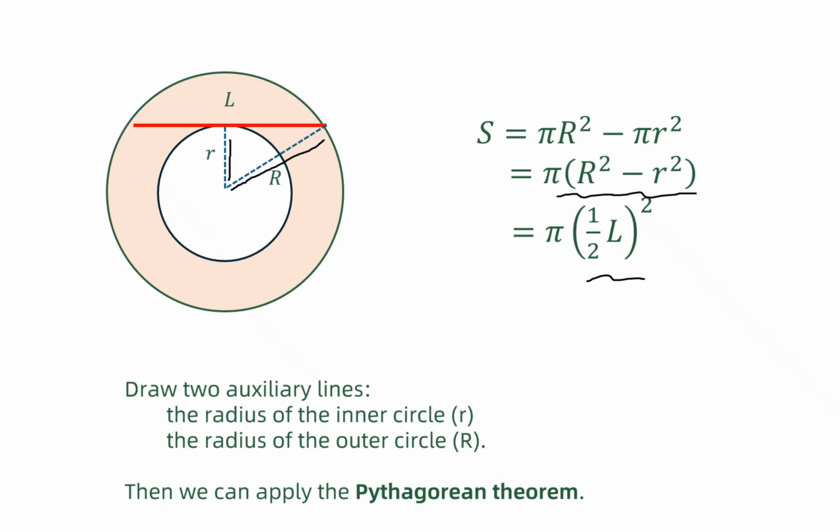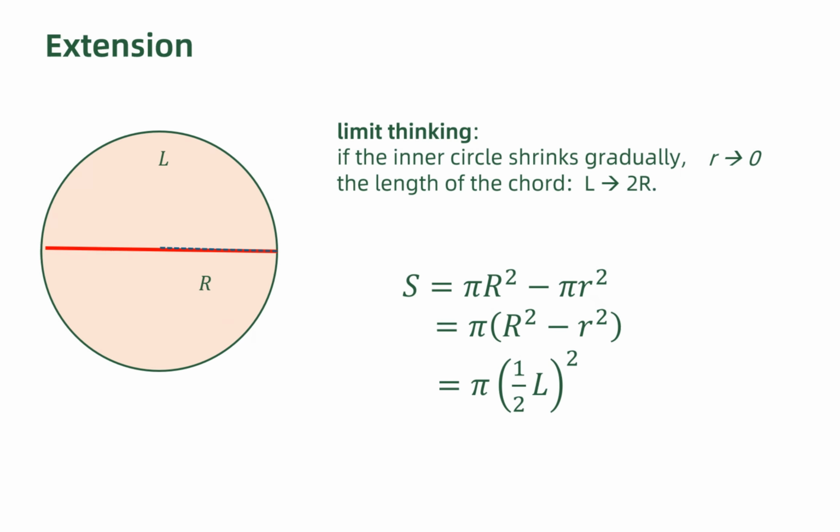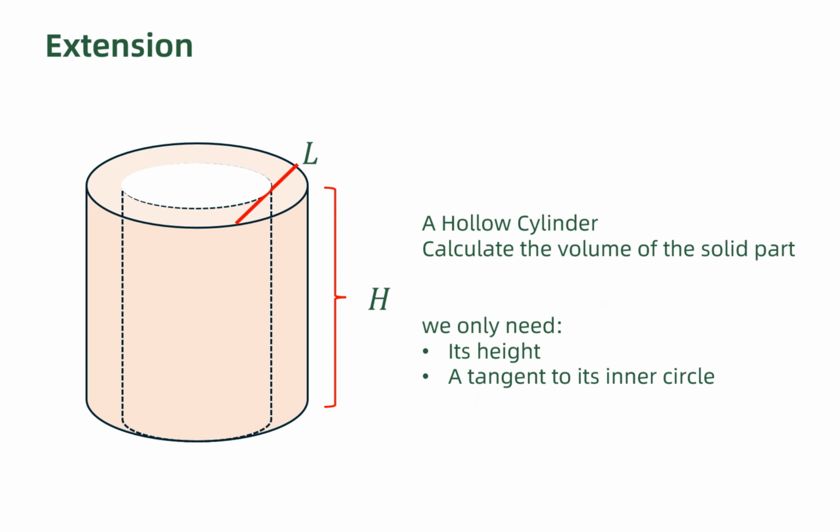We can extend this idea when the inner circle shrinks gradually, i.e., when the radius r of the inner circle approaches 0. The length of the chord approaches the diameter of the outer circle, and thus the area of the circular ring becomes equal to the area of the outer circle. Similar problems can also be extended to 3-dimensional shapes, such as hollow cylinders and hollow spheres.